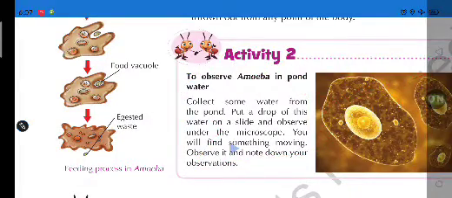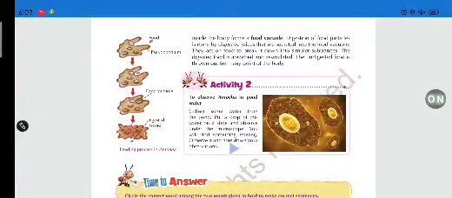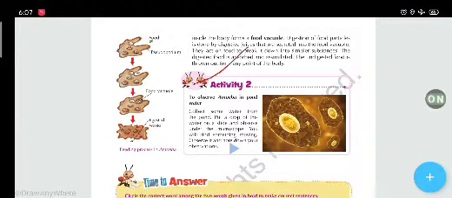Digestion in amoeba. Here in the second activity, to observe the amoeba in pond water, how can we see the presence of amoeba in pond water? So here is an activity.